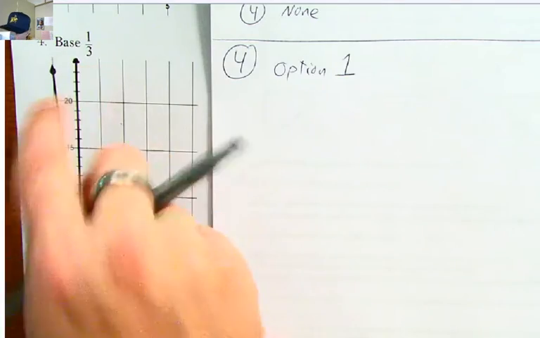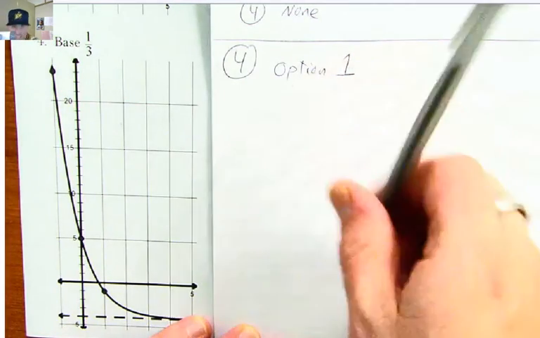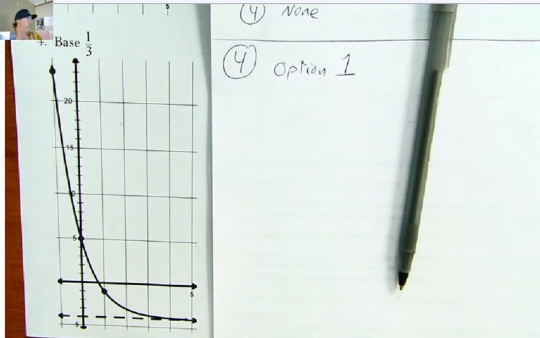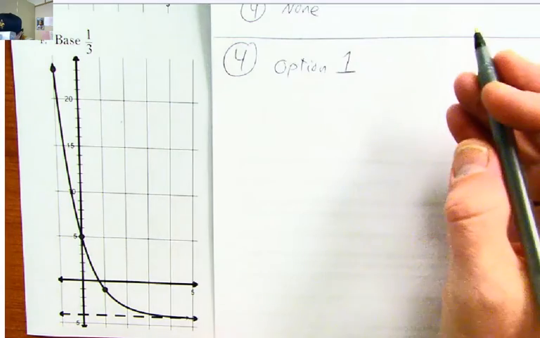Option 1 considers base of 1/3. So, Elliot, got to sneeze. Excuse me, everybody. All right, Elliot sneezed.